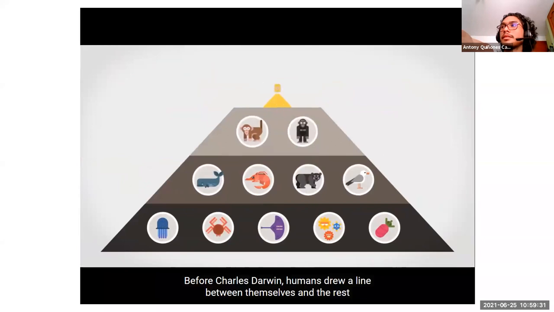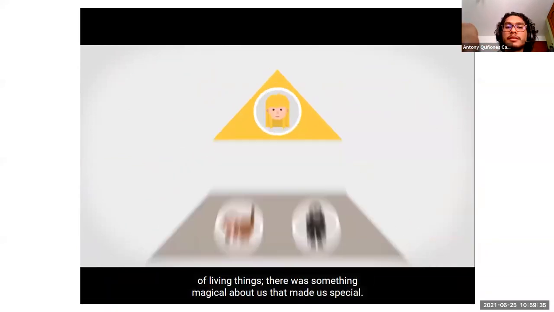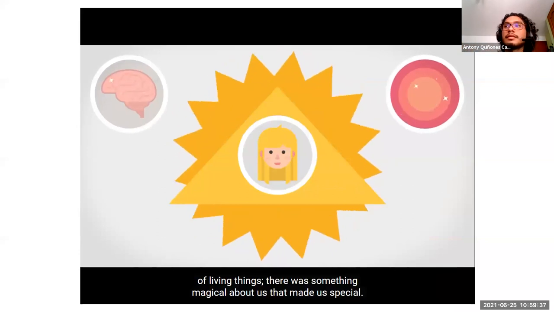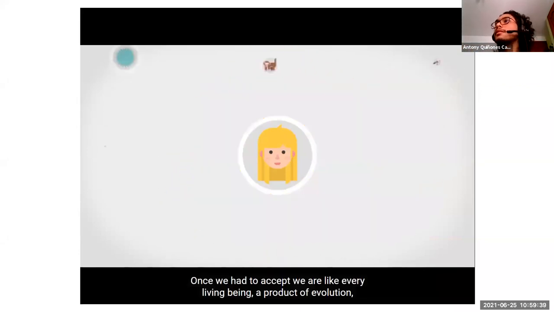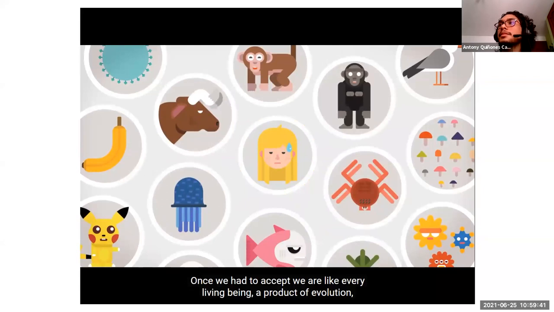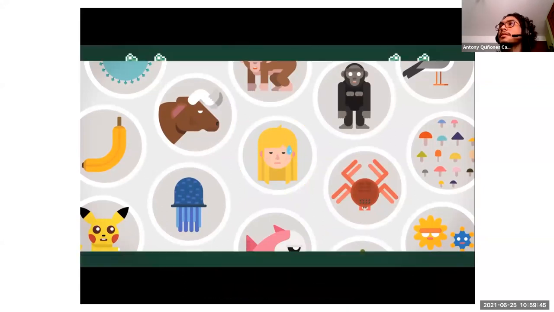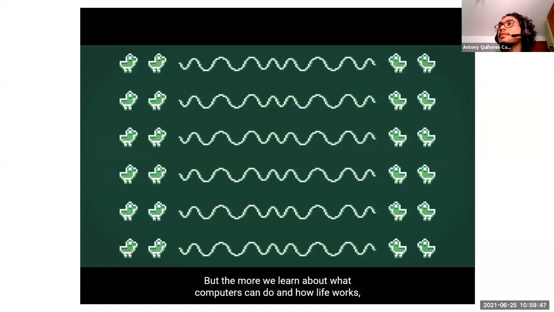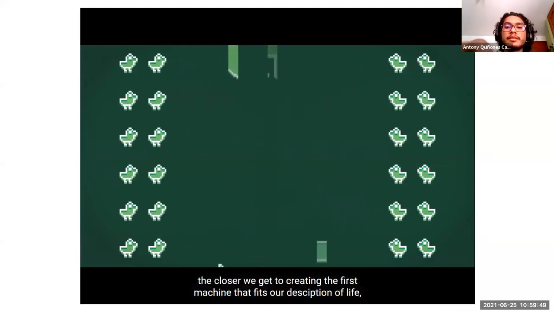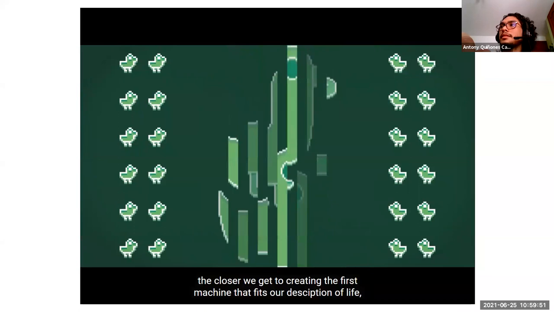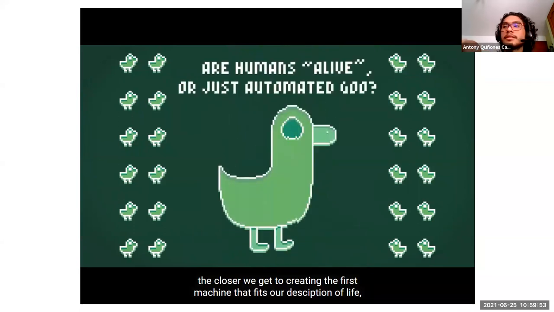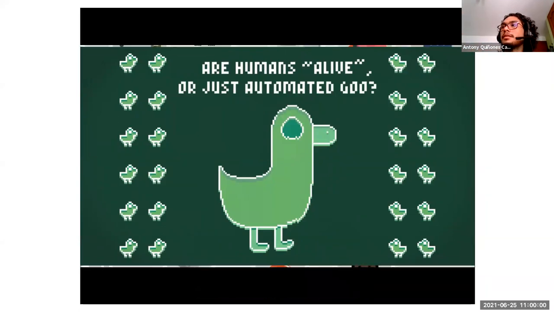Before Charles Darwin, humans drew a line between themselves and the rest of living things. There was something magical about us that made us special. Once we had to accept we are, like every living being, a product of evolution, we drew a different line. But the more we learn about what computers can do and how life works, the closer we get to creating the first machine that fits our description of life, the more our image of ourselves is in danger again. And this will happen sooner or later.